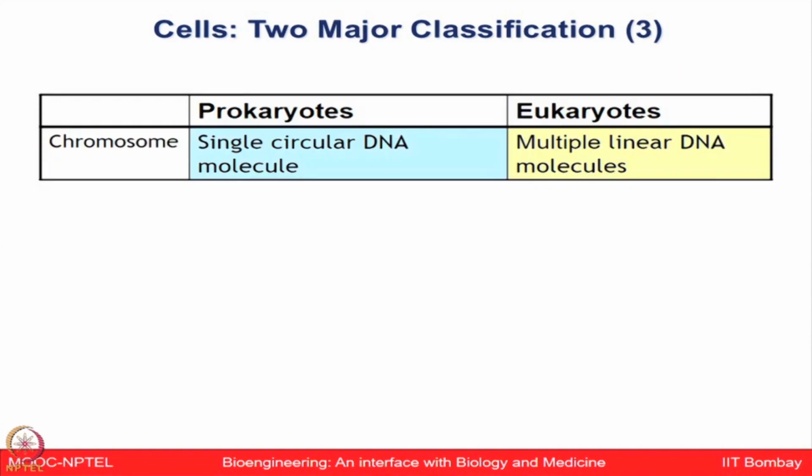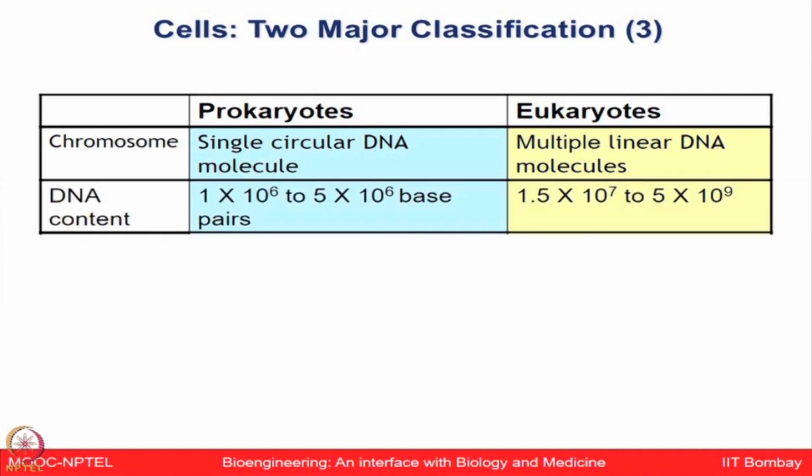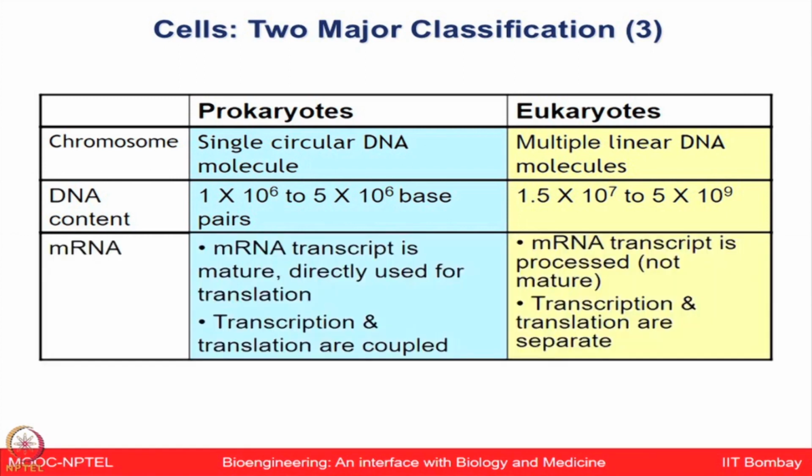Thinking about the genetic components, the chromosome is a single circular DNA molecule in prokaryotes, whereas it is multiple linear DNA molecules in eukaryotes. The DNA content can range from 10 to the power 6 to 5 into 10 to the power 6 base pairs in case of the prokaryotes, where it is much larger, to the tune of 10 to the power 7 or 10 to the power 9, in eukaryotes. In prokaryotes, transcription is much simpler, and both transcription and translation are coupled processes, whereas in eukaryotes, transcription and translation are separate and much more complex.